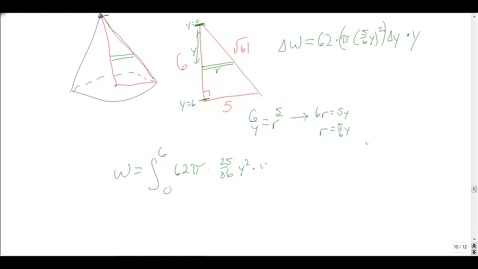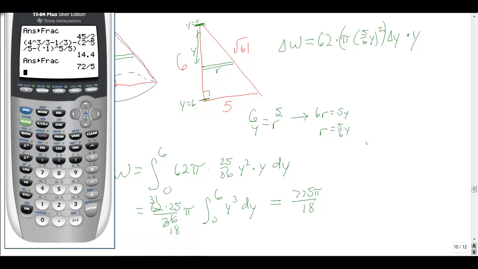We get a y back there, and the delta y turns into a dy. So I just need to evaluate this. So let's see, 62 times 25 over 36 pi times integrate 0 to 6, y squared times y is y cubed. Let's see, 36 and 62, I can cancel a 2. That's 18 and 31. 31 times 25, let's see, that's 775 pi over 18. Let me check that here, actually.